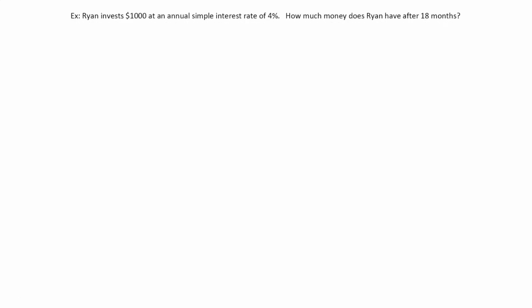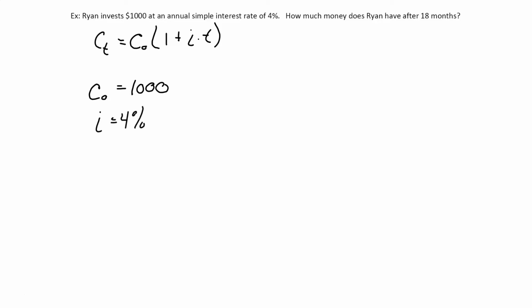Let's take a look at another example. Again, we'll write out the same equation, and we'll go through the problem description and pick out each of the elements. So it says Ryan invests $1,000, so C0 is equal to 1,000. We're told that the annual simple interest rate is 4%, and we're asked how much money does Ryan have after 18 months.